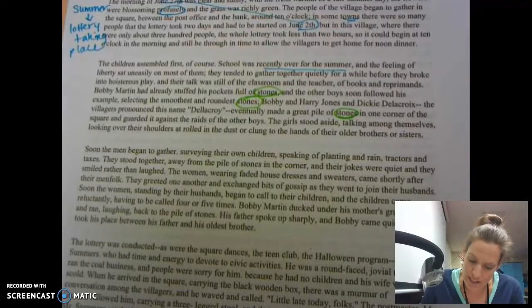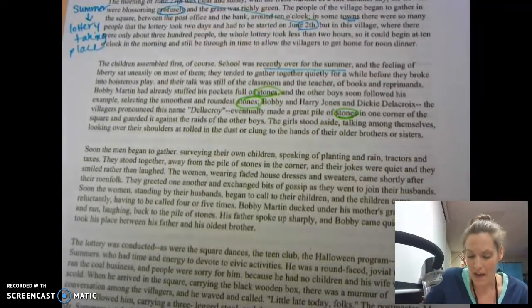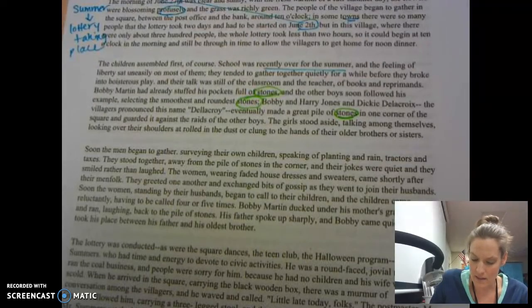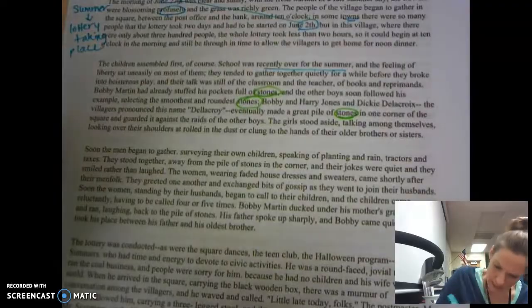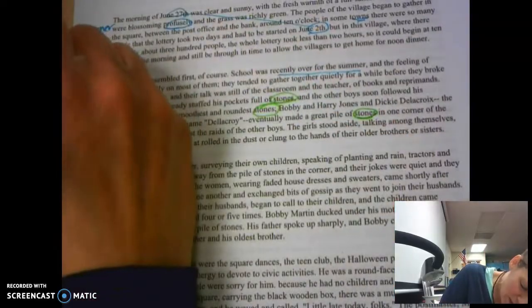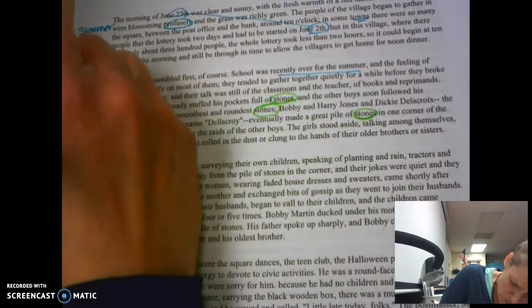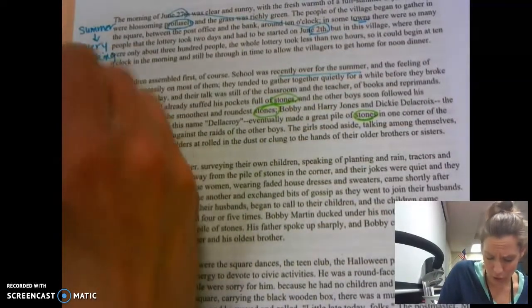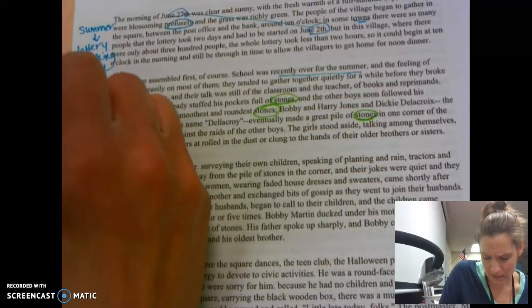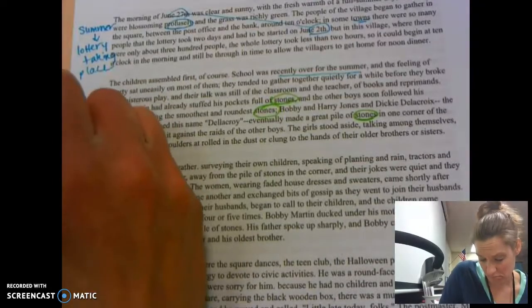"The girls stood aside, talking among themselves, looking over their shoulders at rolled in the dust," I think that's a typo, "or clung to the hands of their older brothers and sisters." So we're sitting and we're looking at this place. We have the kids. The boys, they're getting stones. And the girls, they seem to just be standing around and talking. So I'm going to go ahead and jot that on the paragraph.